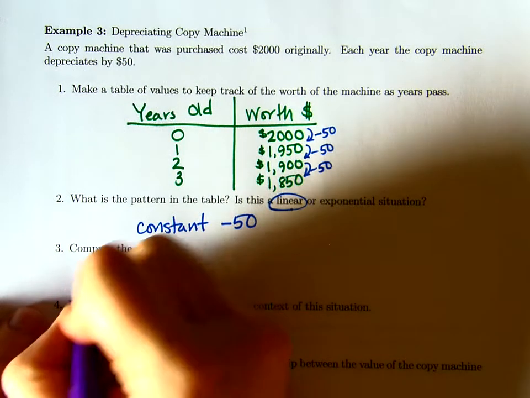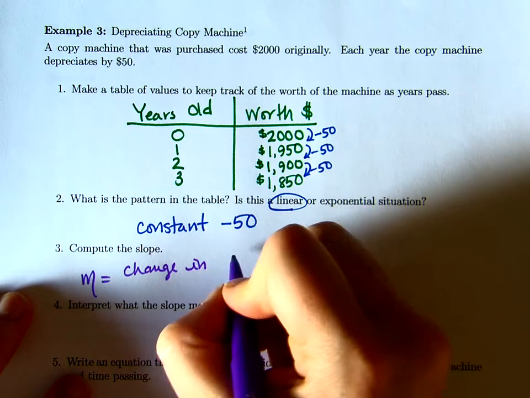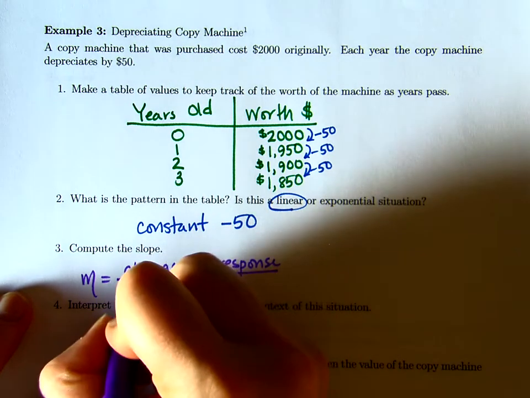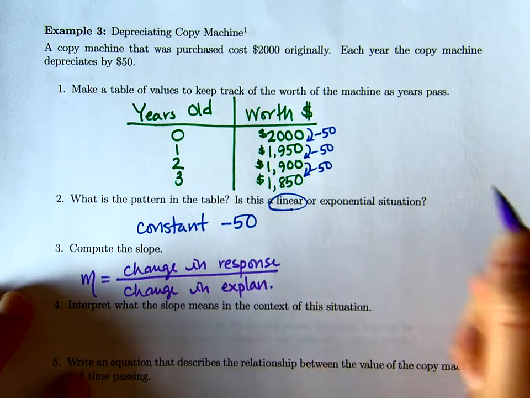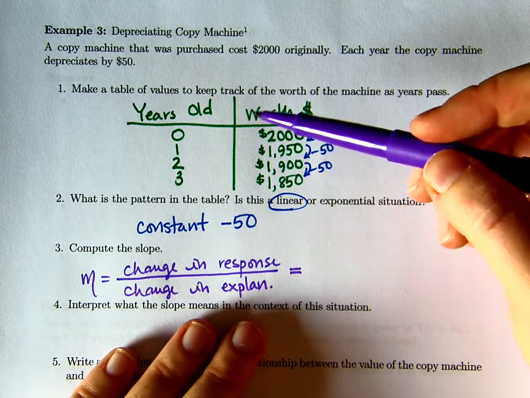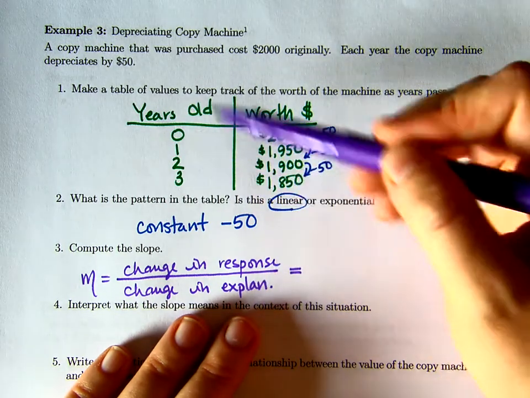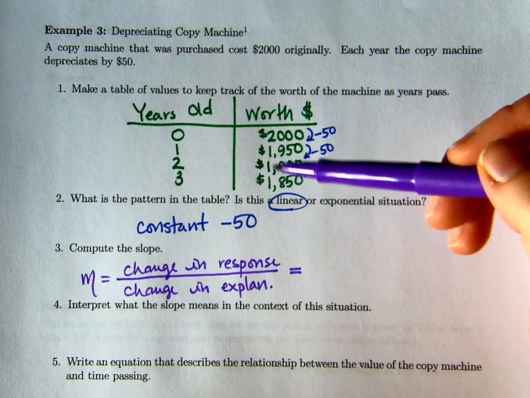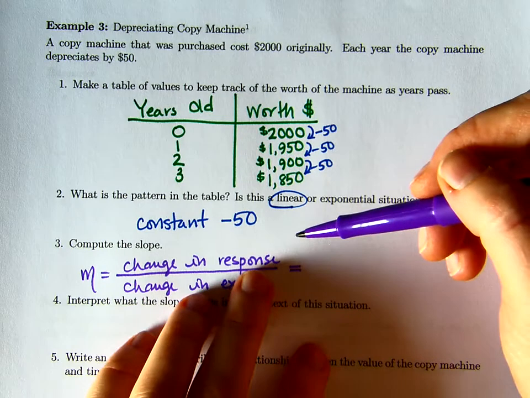Well, remember that the slope is the change in the response variable as a ratio to the change in the explanatory variable. Okay, and I believe that the worth of the machine is responding to how old it is, which is the explanatory variable or the independent variable. So time is independent and the value of the machine depends on knowing how old it is. So here we go, the change in response.